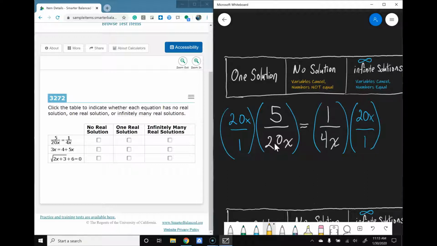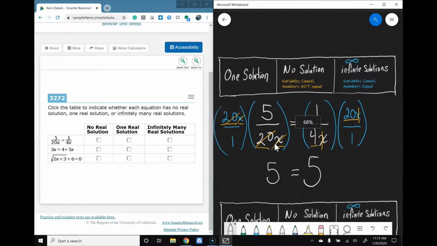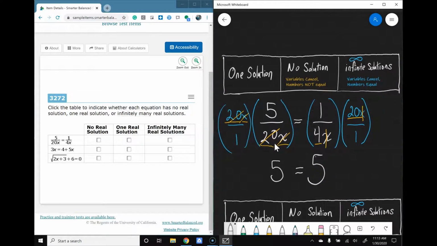On the left-hand side, 20x will cancel perfectly with 20x. The 20 will cancel with 20, the x cancels with x, and what we have remaining is 5 over 1, or just 5. Let's see what we have on the other side. Well, we know that the x will cancel with the x, but now we have 20 divided by 4, and 20 divided by 4 is 5. So we now see that our variables have canceled and the numbers that remain are equal. So this is the infinite solution type.